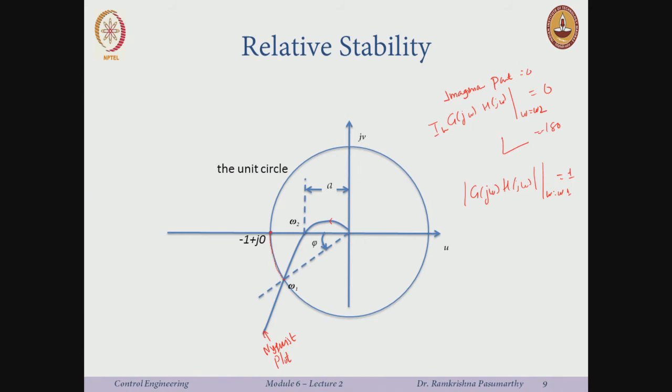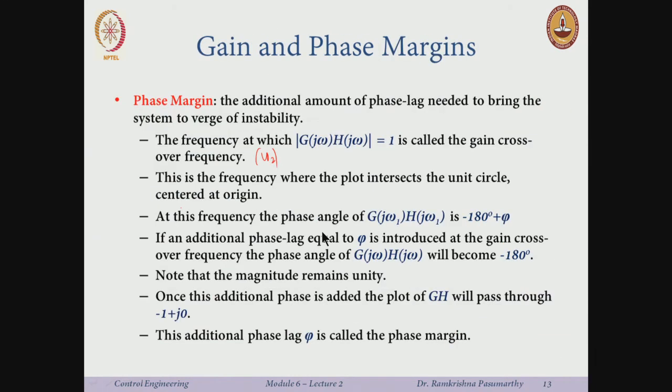Just see this one. I am just pulling this omega 1 here along this circle. I am adding 1 degree, 2 degrees and so on. I add 5 degrees, I end up here. What is the magnitude here? -1. What is the angle? 180 or -180. So I am just adding this extra amount of angle phi. Now this additional phase lag phi is called the phase margin.